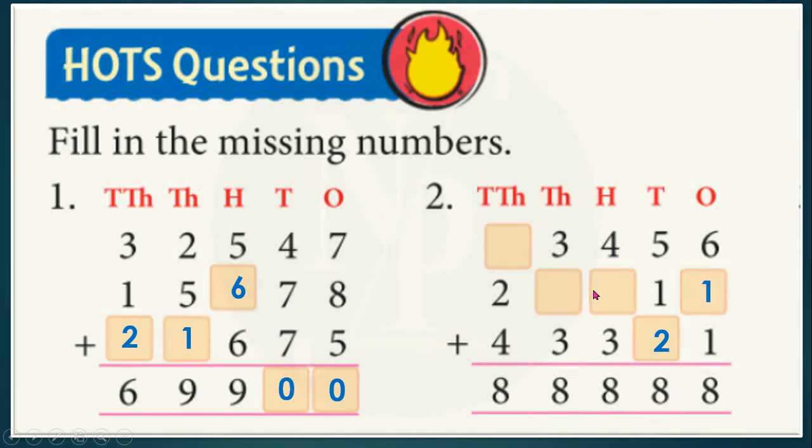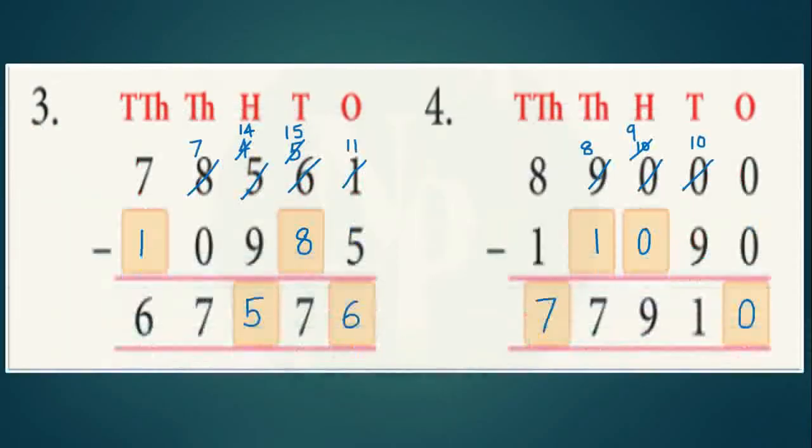Adding 4 and 3 here you get 7. You need 1 to make it 8. Here 3 plus 3 is 6. 6 plus 2 is 8. So you will write 2 here. Here again 4 plus 2 is 6. 6 plus 2 is 8. This is so easy. Now let us move to the other two questions in HOTS questions.